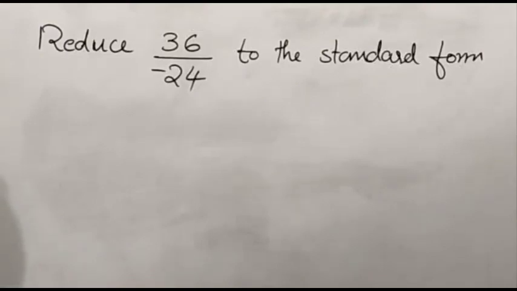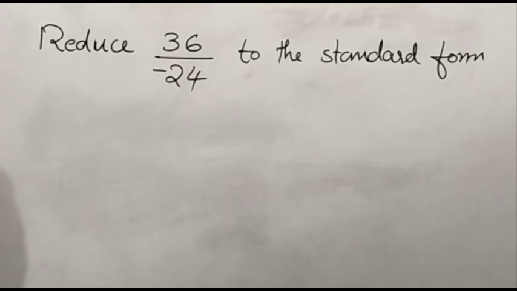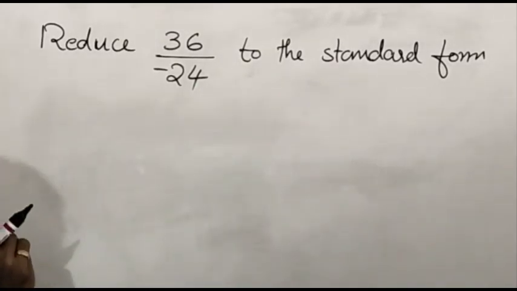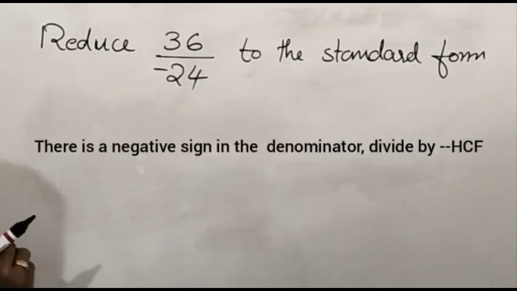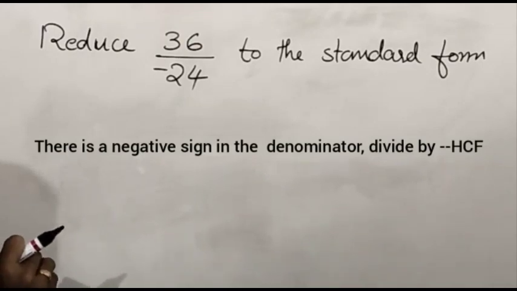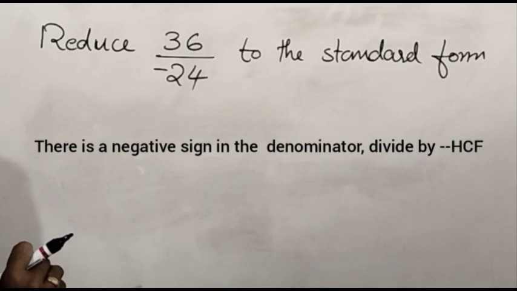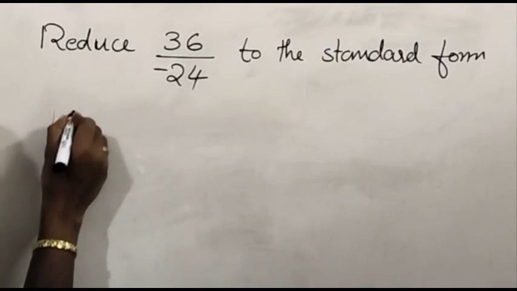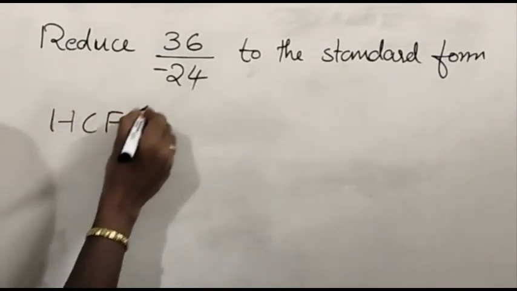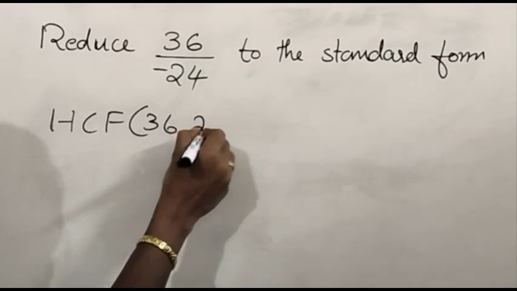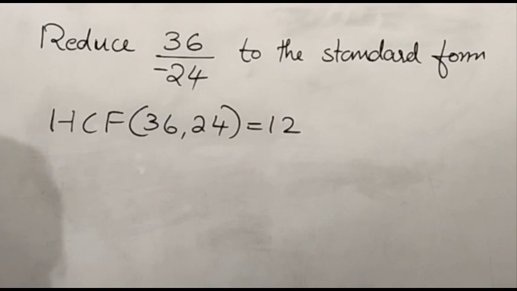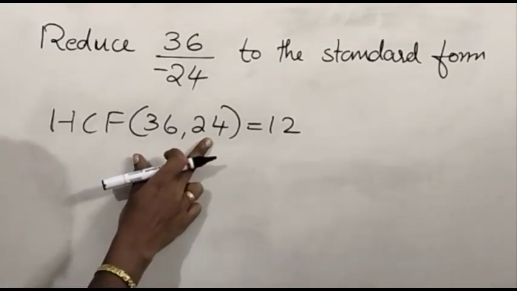Next one, reduce 36 by minus 24 to the standard form. Here the denominator is a negative number. So there is a negative sign in the denominator. Divide the given number by minus HCF. So here also first find out the HCF of 36 and 24, that is equal to 12. 12 is the highest common factor of 36 and 24.